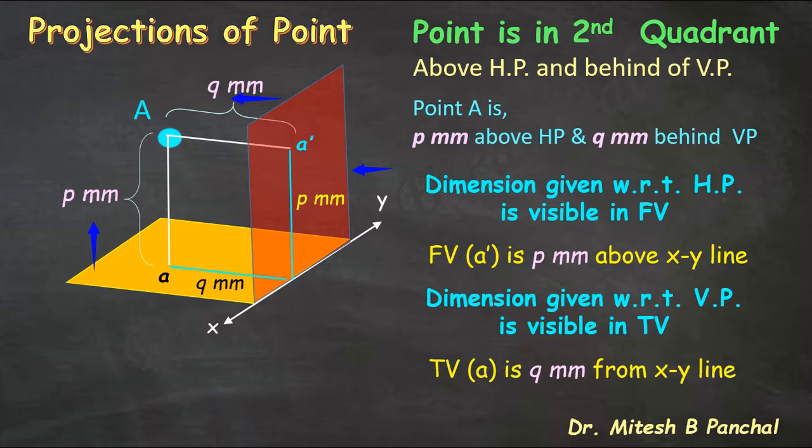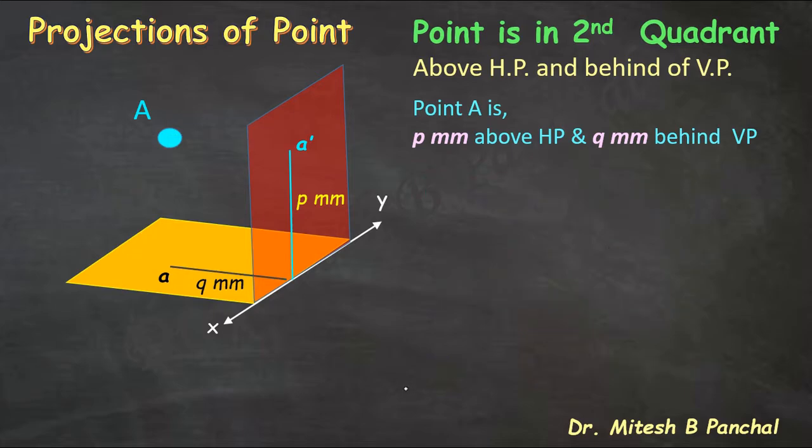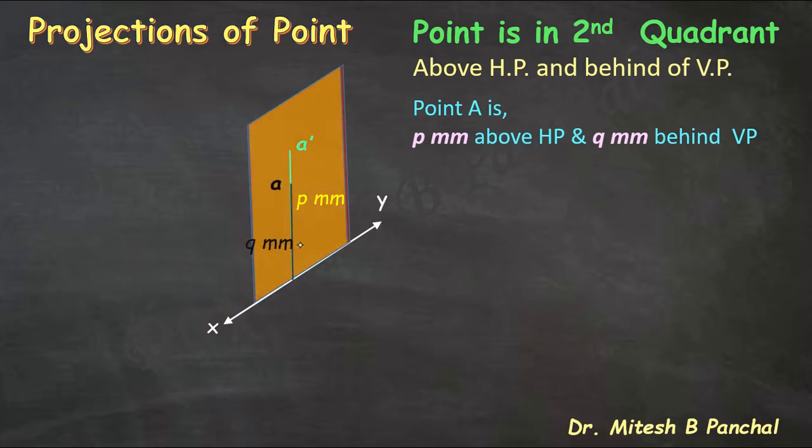Now we know that VP will remain as it is and HP will be rotated 90 degrees in the clockwise direction. So the yellow plane, that is nothing but the HP, will be rotated by 90 degrees in the clockwise direction. So we will obtain the projections like this, right? Here we know that when the object is in the second quadrant, both the projections will be above XY line.